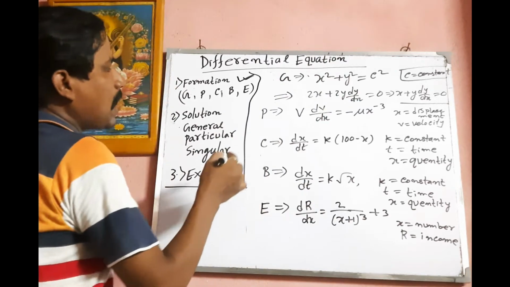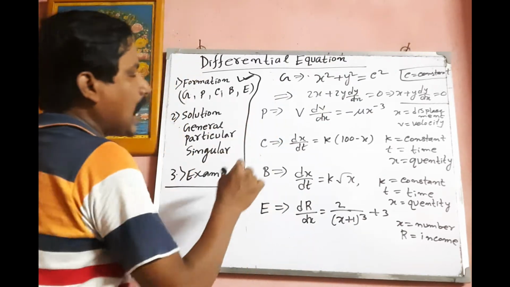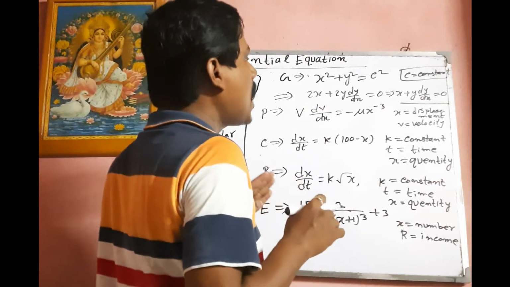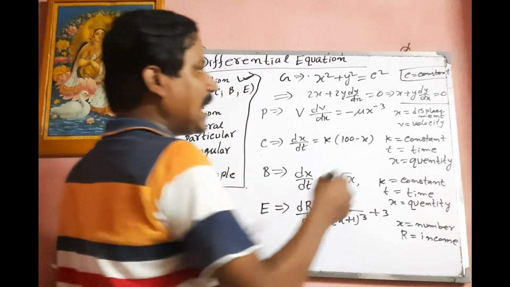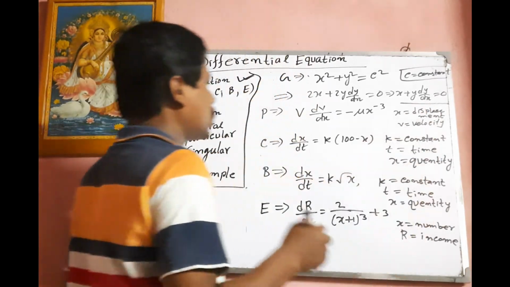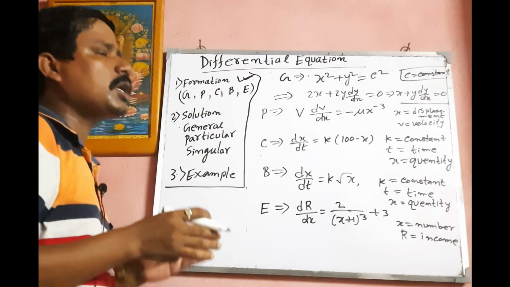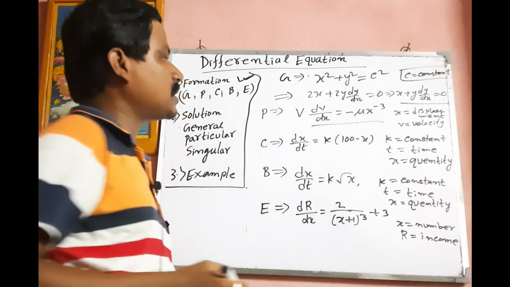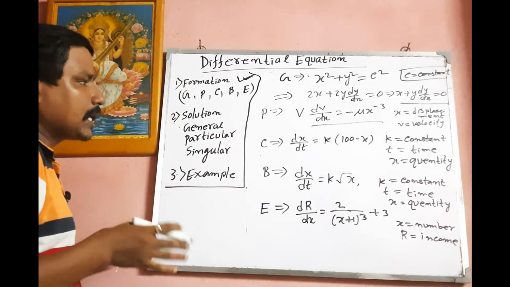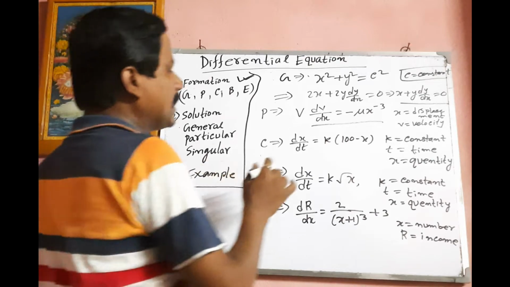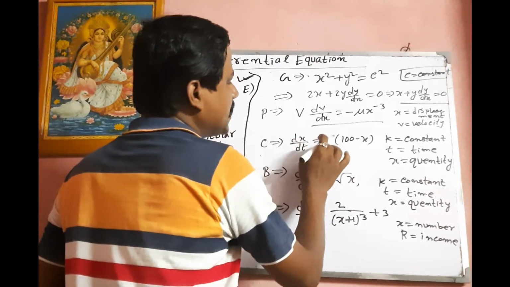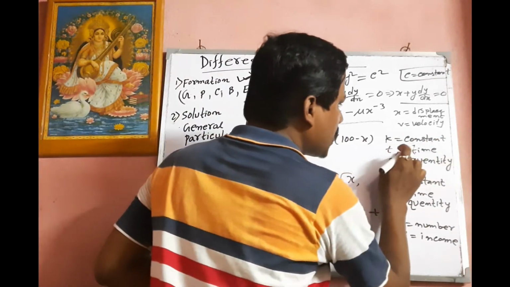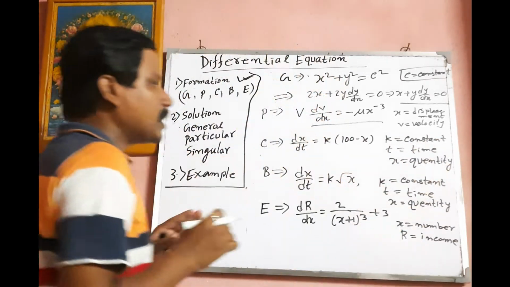Now we move to the next part, that is the physicals. Physical: v dv by dx is equal to minus mu x to the power minus 3, whereas x is a displacement and v is a velocity. So the differential equation of physical will be of this type. Now the chemical differential equation will be of this type: dx by dt is equal to k times 100 minus x, whereas k is a constant, t is time, and x is a quantity.